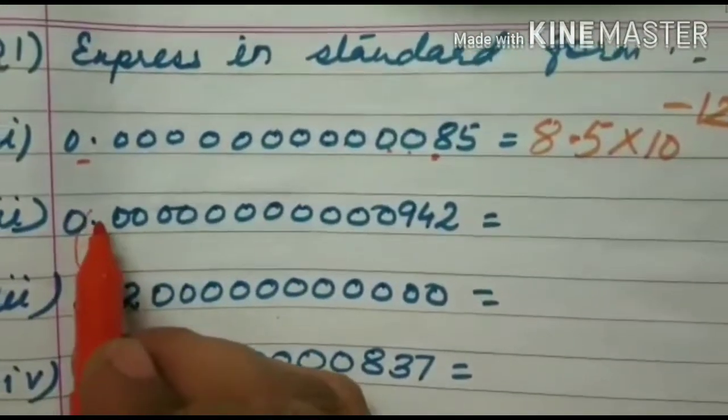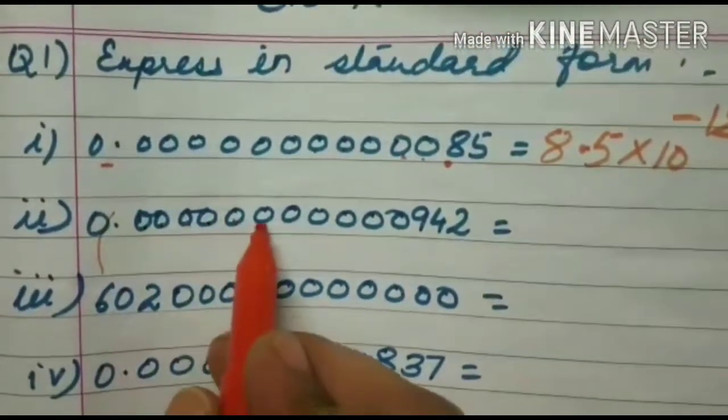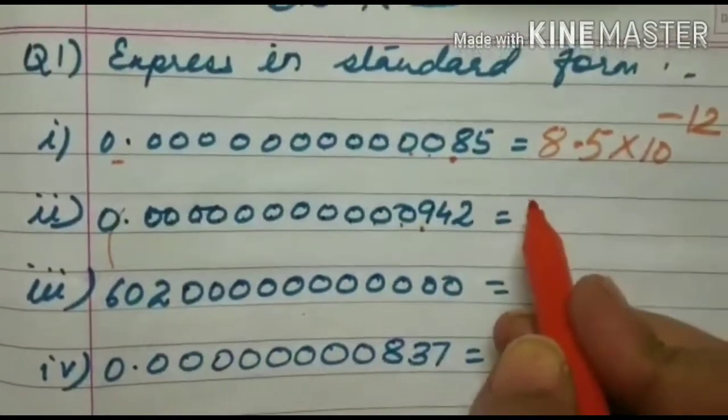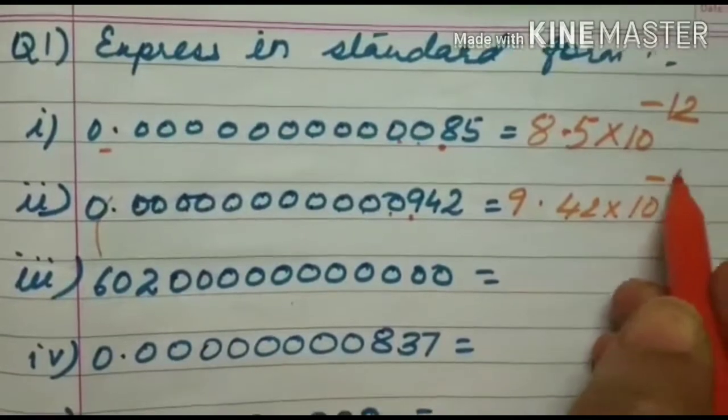Similarly, next we'll start counting from this point. So 1, 2, 3, 4, 5, 6, 7, 8, 9, 10, 11 and 12. So 9.42 into 10 raised to minus 12.